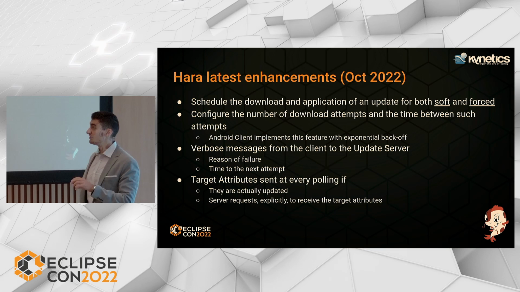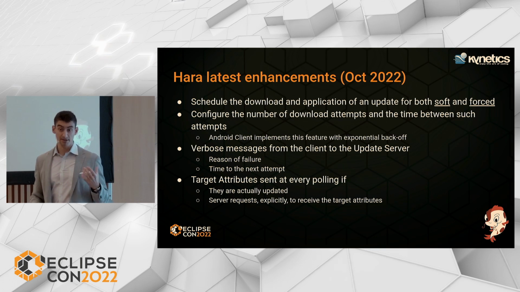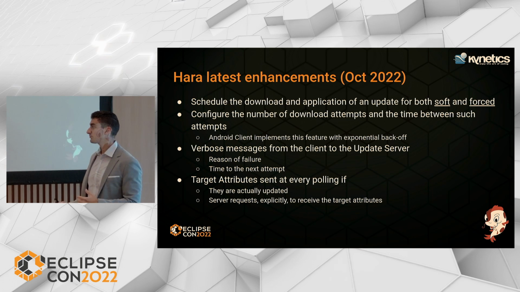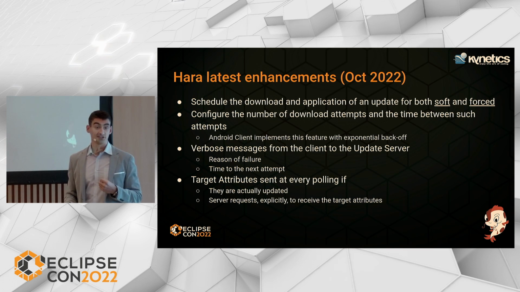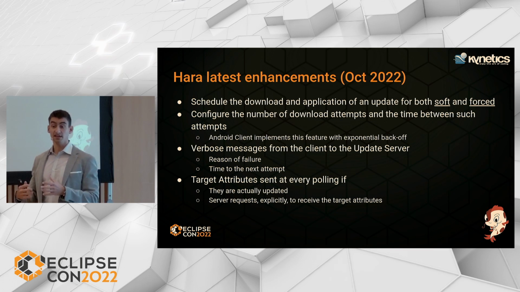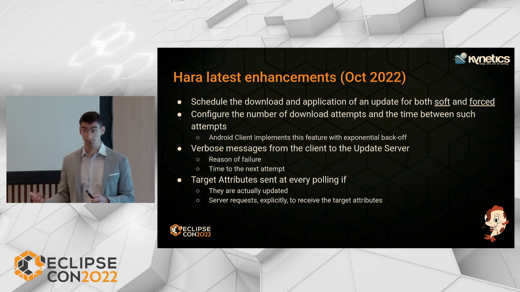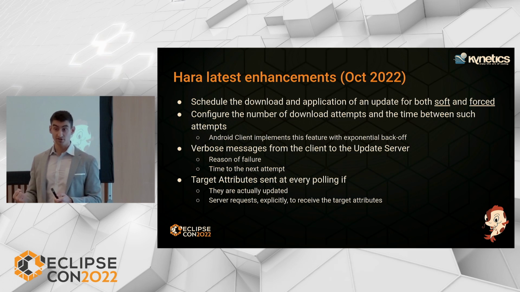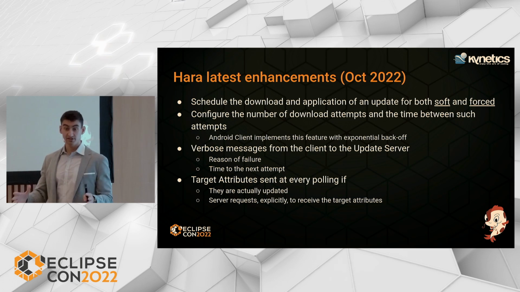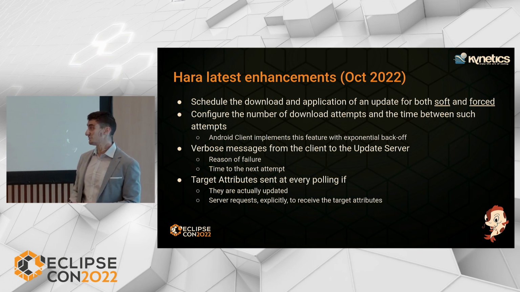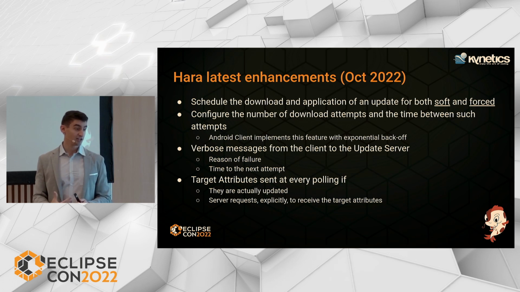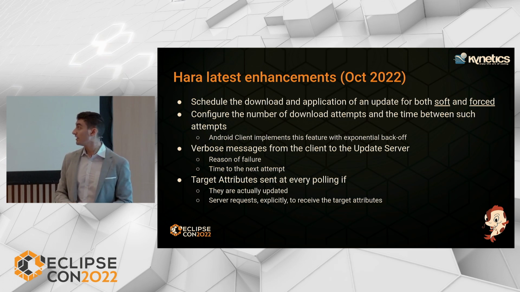And lastly, we recently introduced the possibility for embedded devices to send target attributes at every polling from the server if these attributes are actually updated. This is very important in the case of sensor readings, for example, when something in the device changes, CPU usage, memory usage, or other important parameters. It is important that the users of hawkBit know at a first glance what state their devices are in. And also, of course, if the server explicitly requests these target attributes, the devices are able to send them to the server.